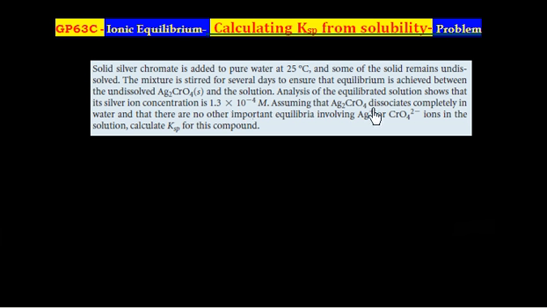Assuming that Ag2CrO4 dissociates completely in the water and there are no other important equilibria involving Ag+ or CrO4 2- ion in the solution, calculate Ksp for this compound. So we have to calculate the Ksp value for Ag2CrO4, and Ag2CrO4 is acting as a solid.